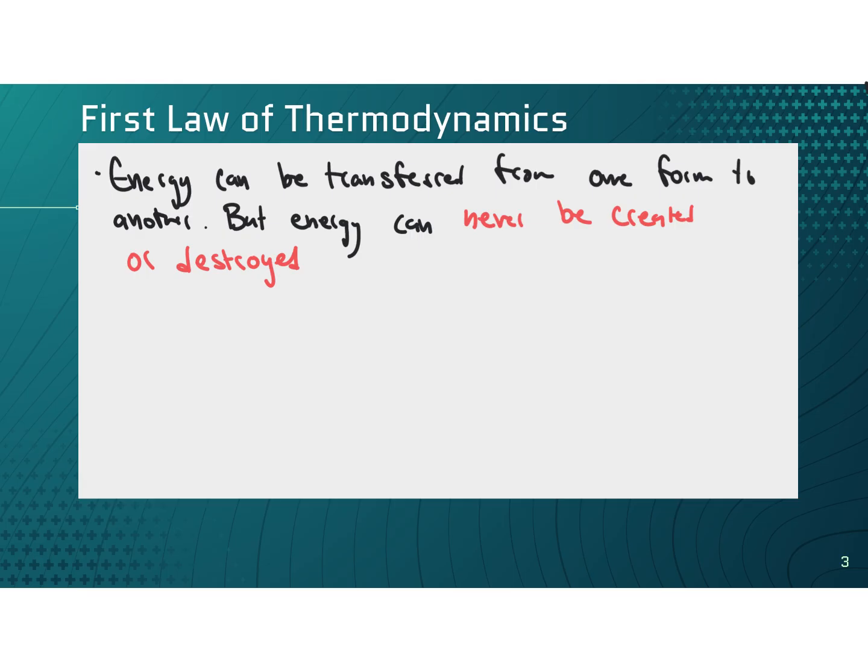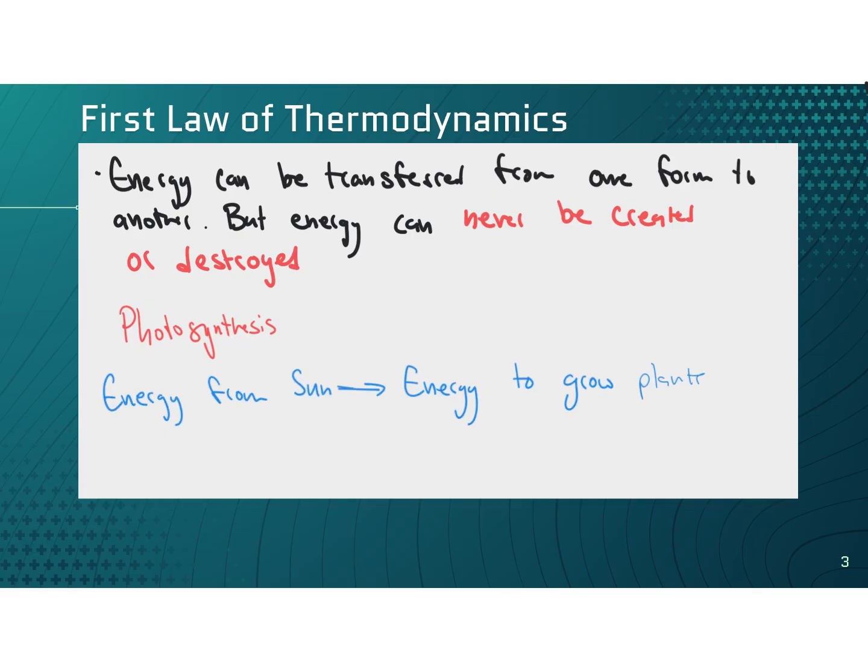For example, if we want to think of a real-world example of this, if we think of photosynthesis, energy from the sun is being converted into energy to grow plants. Plants will photosynthesize in order to make their own energy, but that energy first comes from the sun. The plants are simply not creating their own energy.